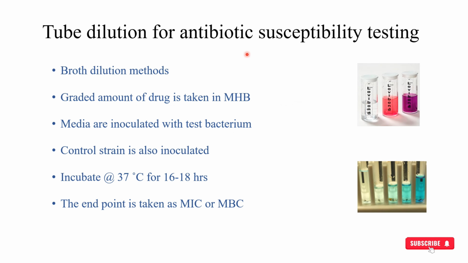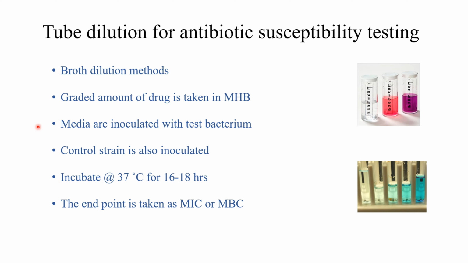Tube dilution for antibiotic susceptibility test. This tube dilution is also called the broth dilution method because here we are using liquid media. The graded amount of drug is taken into Mueller-Hinton broth. That means different concentrations of drug are taken in Mueller-Hinton broth.